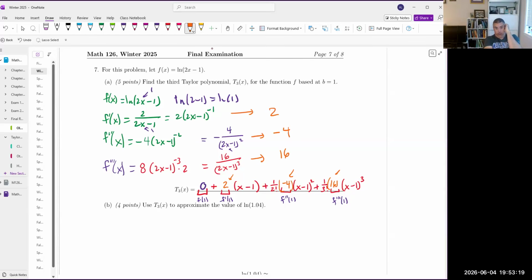Yeah, great. And if I was going to use this as an approximation, I probably would want to clean it up. But this is approximately the same as 2(x minus 1) minus, let's see, 4 over 2 factorial is just 2, times (x minus 1) squared. 16 over 6 is actually 8 over 3. So plus 8 over 3 times (x minus 1) cubed, plus or minus some error.